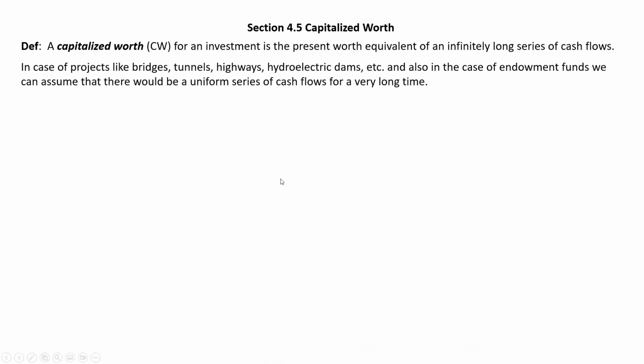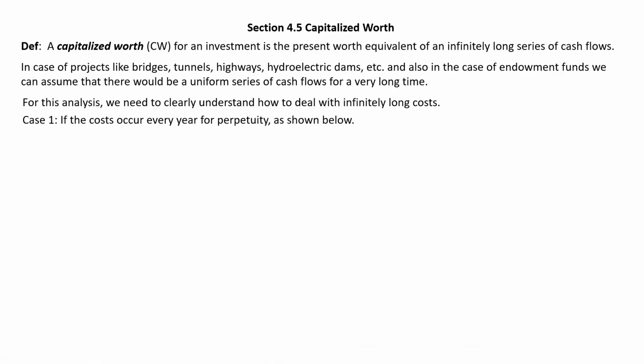Okay. So in case of projects like bridges, tunnels, highways, hydroelectric dams, and also in the case of endowment funds, we can assume that there would be a uniform series of cash flows for a very long time. That makes sense, right? You don't want to build a bridge that will collapse in 2 years, 100, maybe 200, maybe even forever. That's the idea. And a tunnel, once you bore a tunnel through a hill or a mountain, you just want that tunnel to be used forever. Cool. All right, for this analysis, we need to clearly understand how to deal with infinitely long costs.